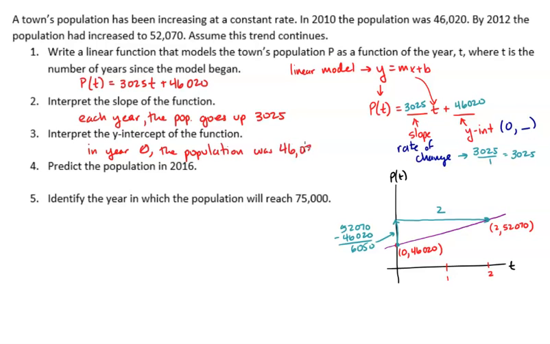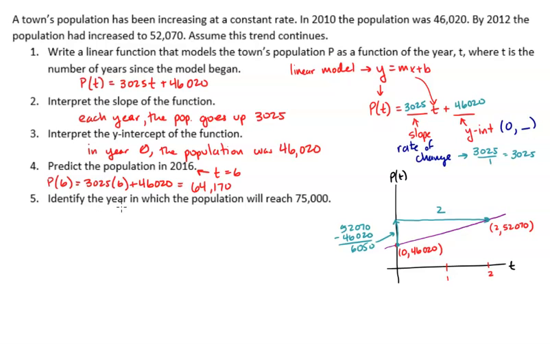When it asks me to predict the population in 2016, that would be in year 6, because it's 6 years after the beginning of my data set. So all I'm going to do is say P of 6 is going to be 3,025 times 6 plus 46,020. And then I would just work that out on my calculator real quick. 3,025 times 6 plus 46,020 gives me 64,170. So that's the prediction for the population in 2016.